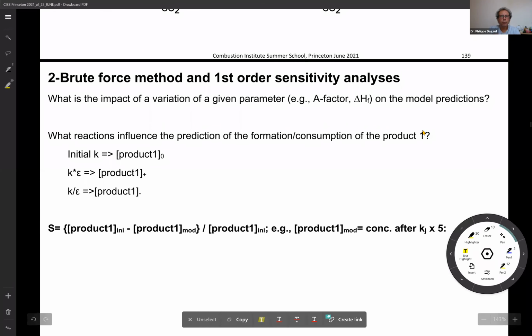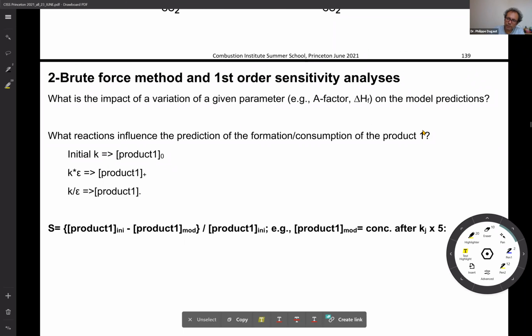One other thing we are interested in is how dependent the model is on the model parameters, which can be the rate constant, for example the A factor, or the enthalpy of reaction. How these parameters influence the response of the model. So if you modify a given rate constant, will it change something in your simulation, or will there be no effect?